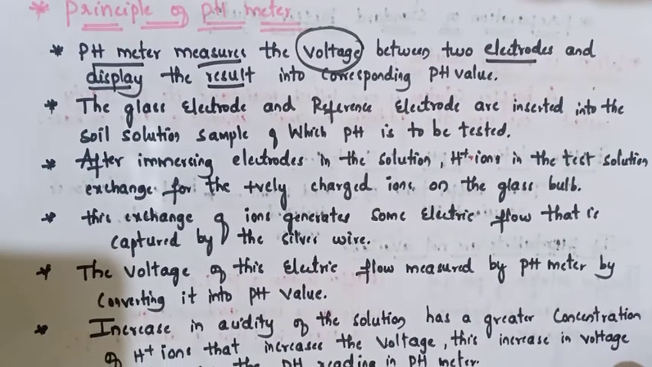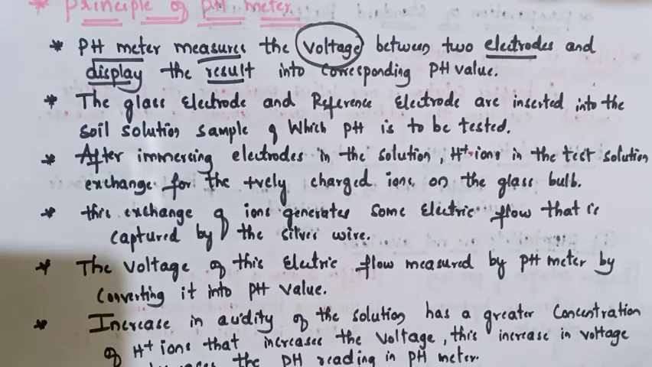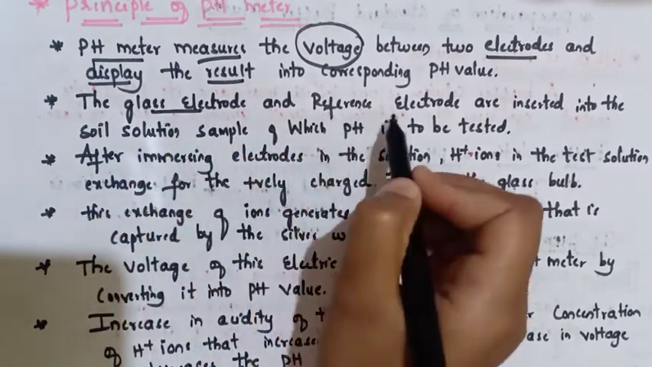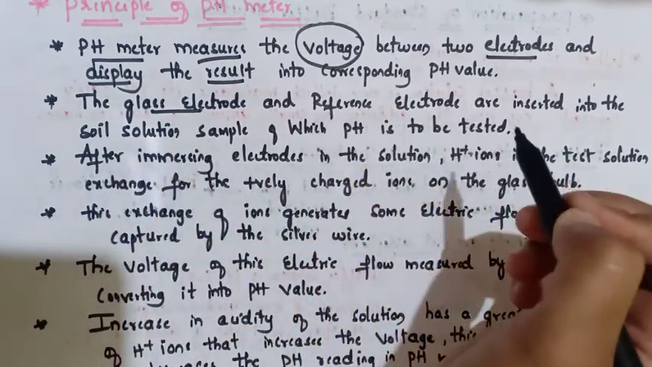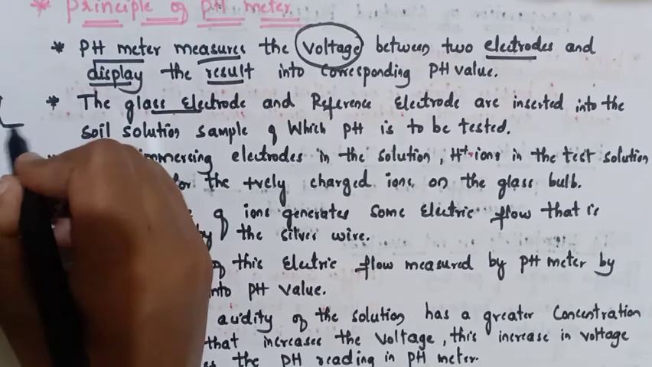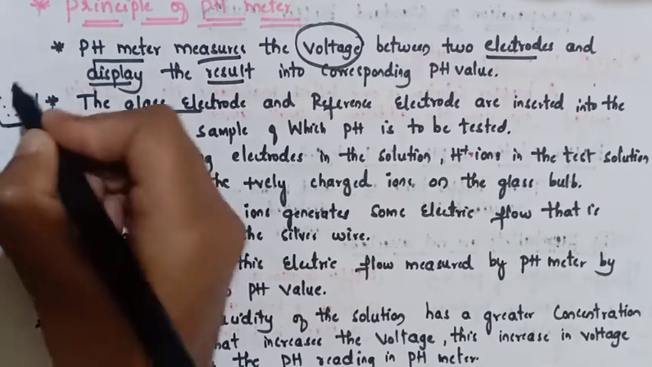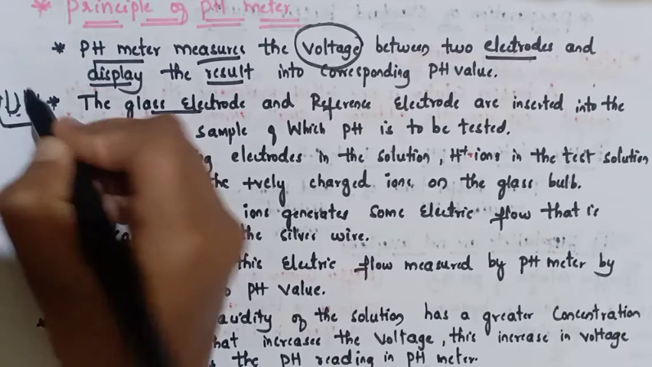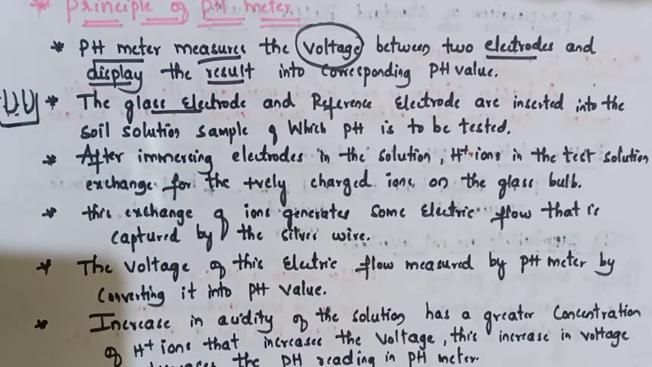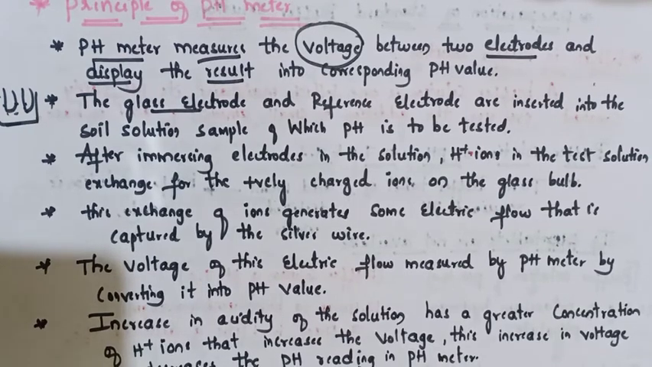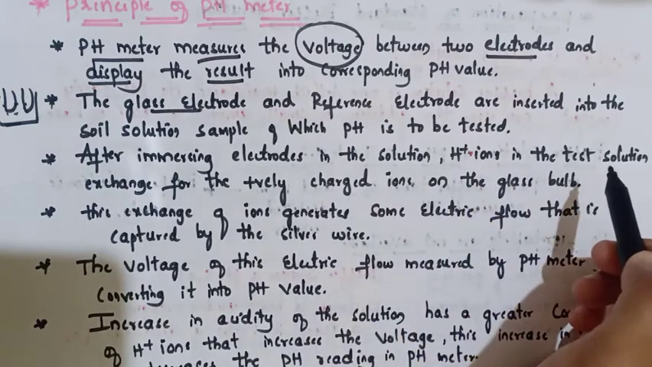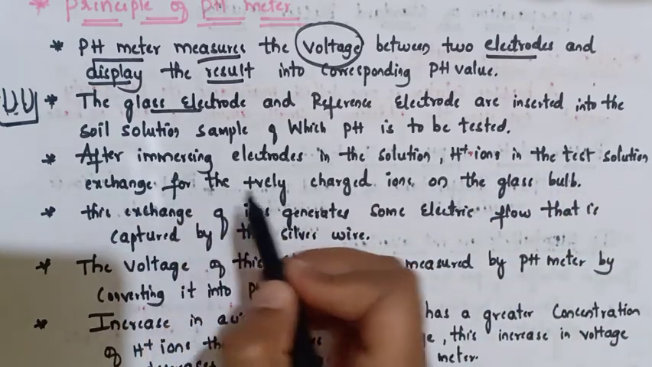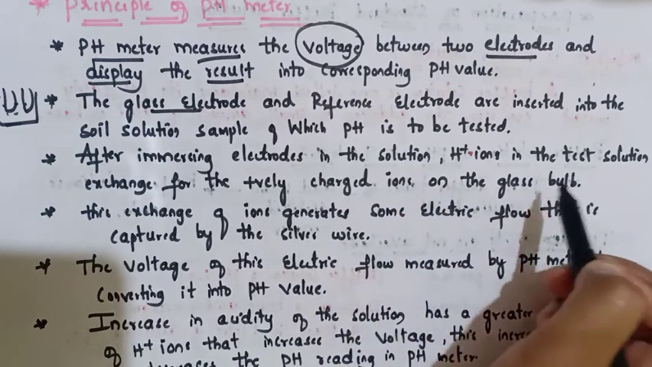Then coming to the second point, the glass electrode and the reference electrode are inserted into a soil solution sample of which the pH is to be tested. So take a soil sample and insert these two electrodes in the soil sample of which the pH is to be tested. Now coming to the third point, after immersing the electrodes in the solution, H+ ions in the test solution exchange for the positively charged ions on the glass bulb.